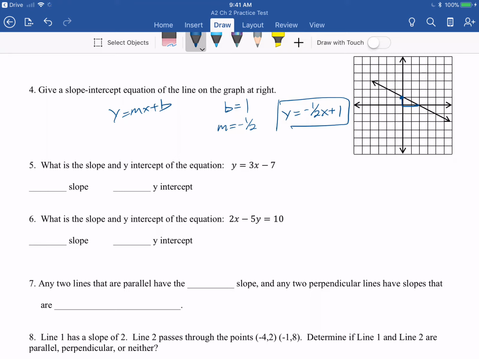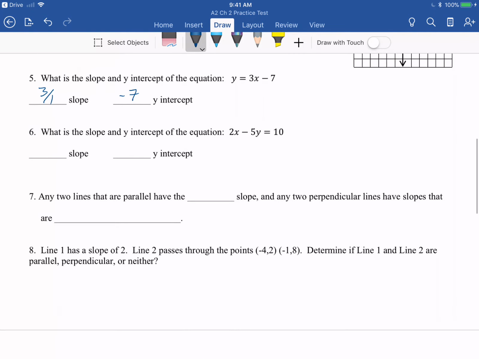Number 5 is kind of the same way. What is the slope and the y-intercept of the equation? The slope of this one is +3. You can say 3/1 if you want. My y-intercept is -7.